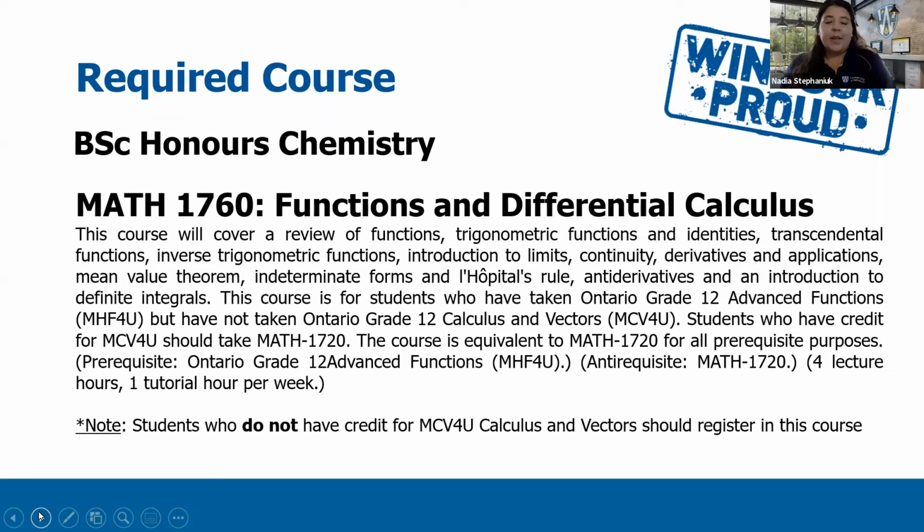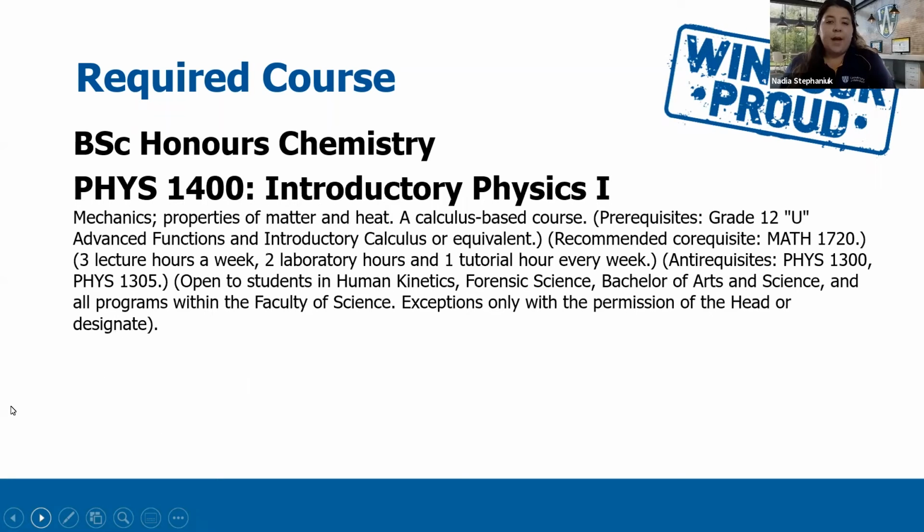Either way, a calculus will be the third course you register for in the fall semester, and the specific course will be based on your grade 12 background, as previously mentioned. The final required course you need to take in your first semester of chemistry is Physics 1400, Introductory Physics 1. This course will introduce you to properties of heat, matter, and mechanics.